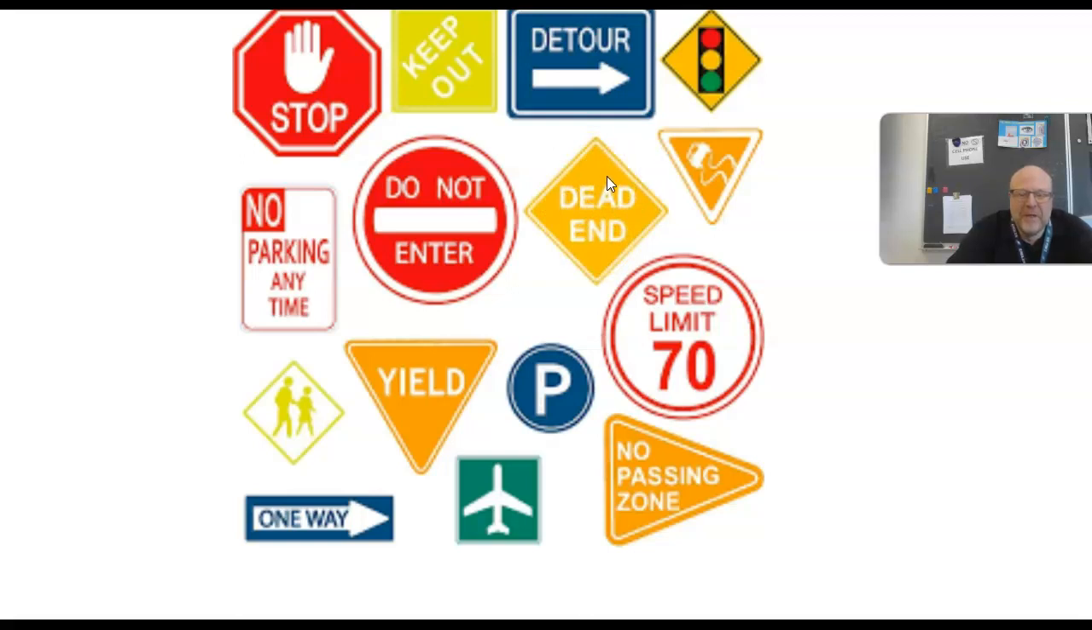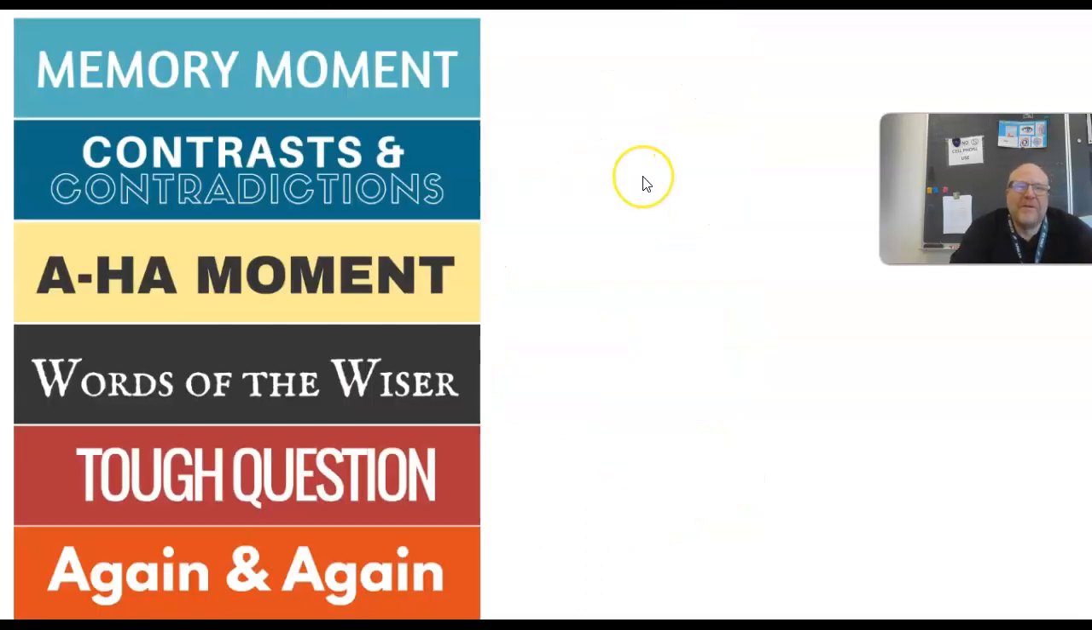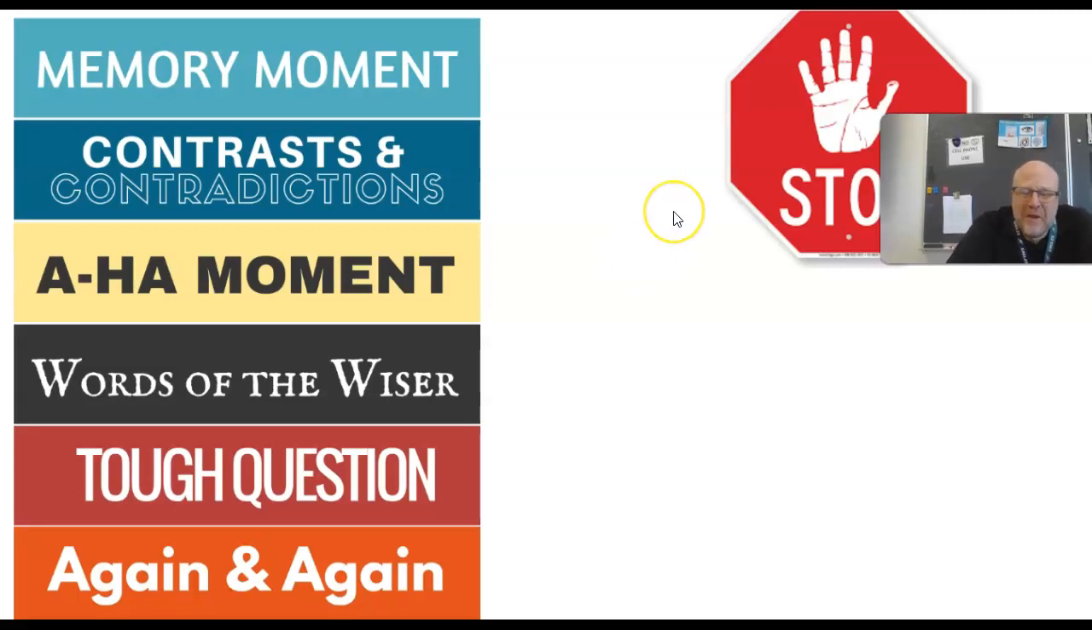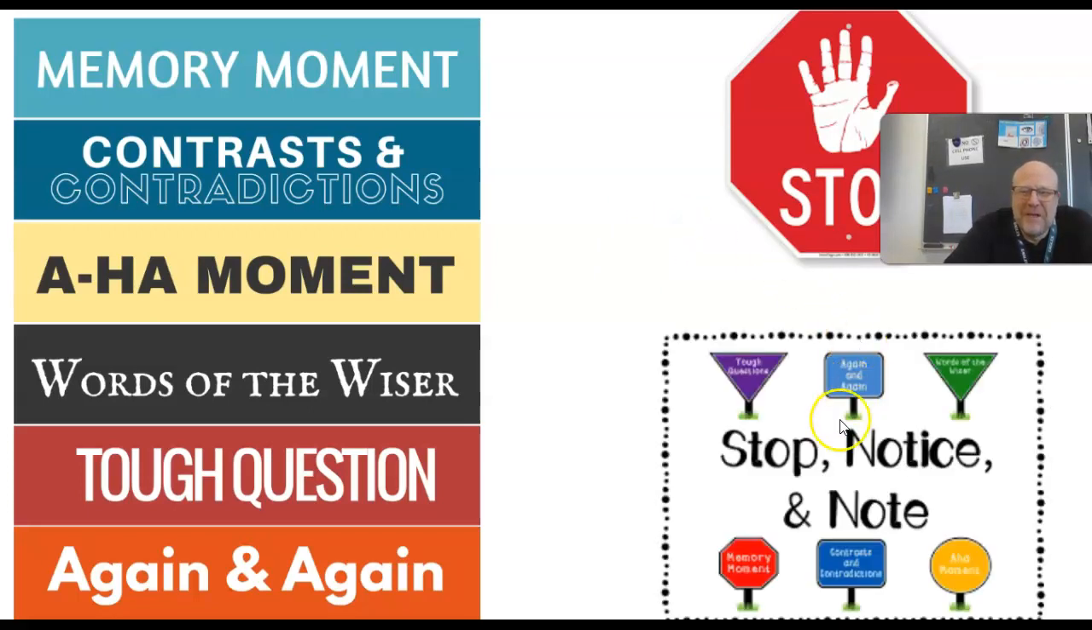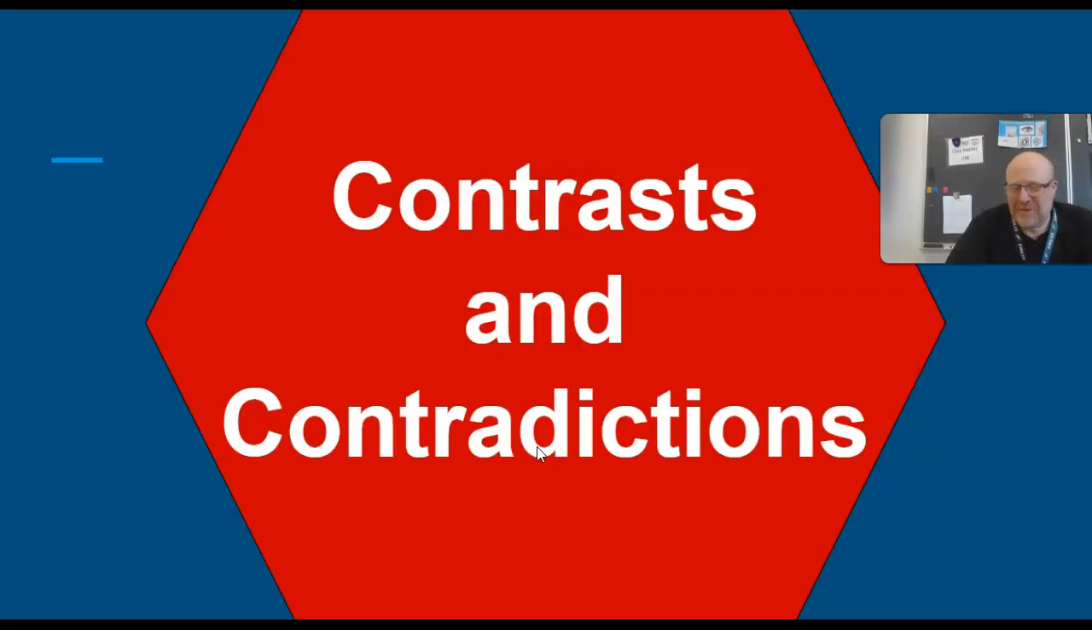So, yeah. When we read, we can have the same thing. There are what they call 6 reading signposts. When you come to them, you will stop and notice and note something in the story. So the 6 types we have, we're going to work on one at a time as we go through this, but memory moment, contrast and contradictions, the aha moment, words of the wiser, the tough question, again and again. All right, so today we're going to work with contrast and contradictions.